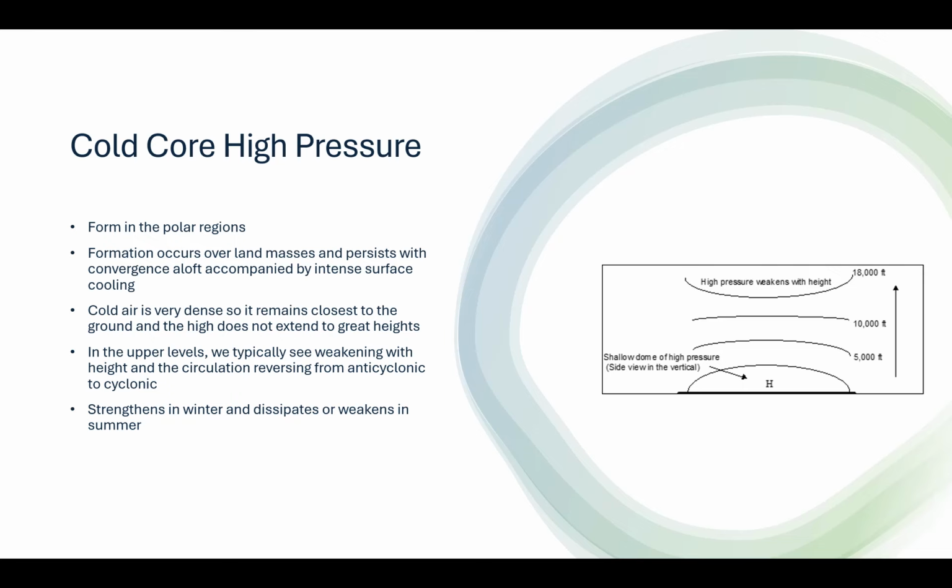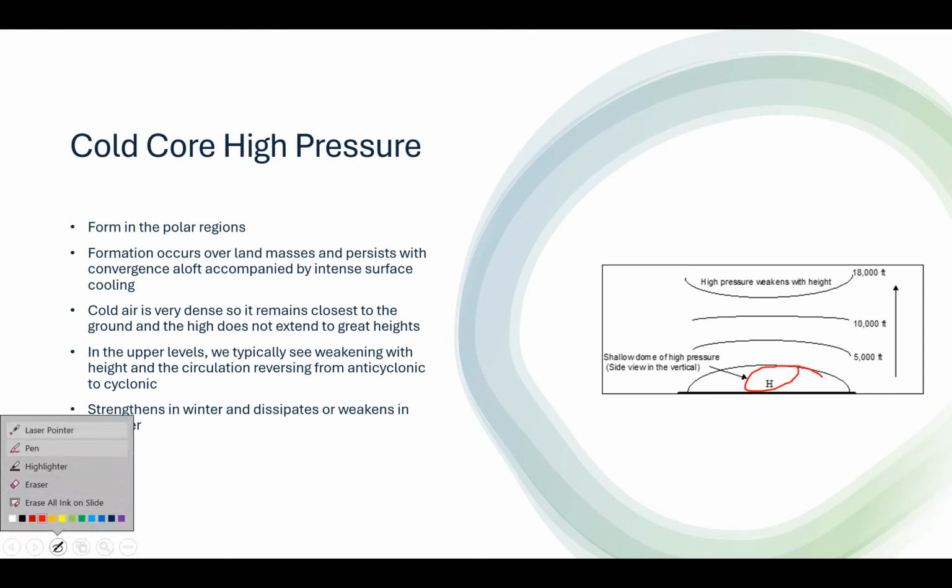In the upper levels, we typically see a weakening with height, and in some cases, the circulation actually reverses from an anticyclonic or clockwise rotation of air to cyclonic. So if you look over here on the right-hand diagram, you have your high pressure at the surface, the cold core high. You notice how it acts like a shallow dome. The coldest air is going to be concentrated at the surface.